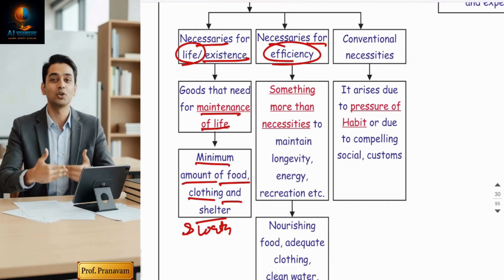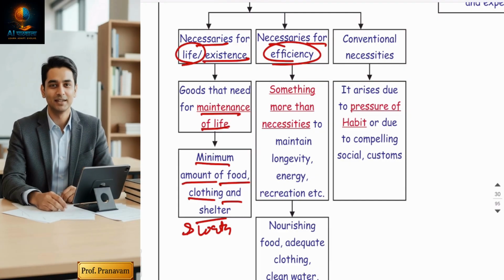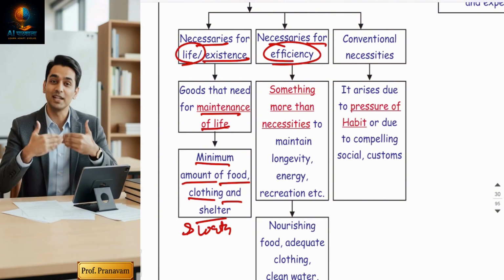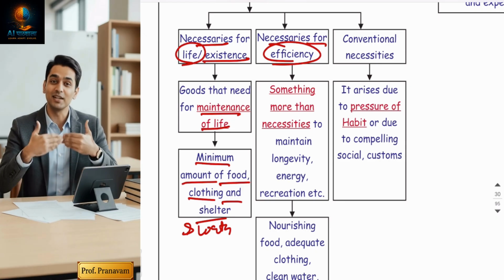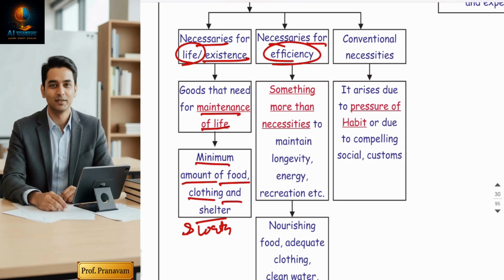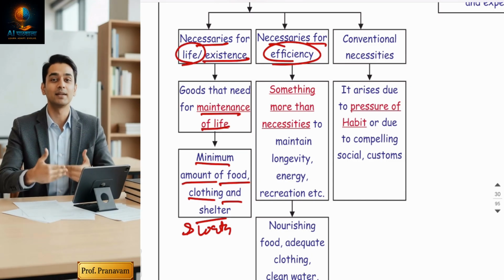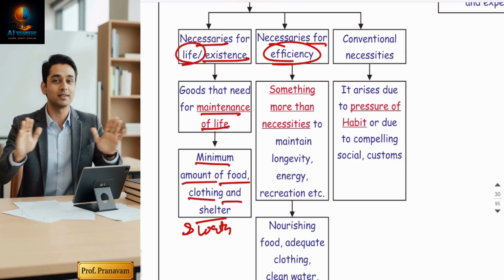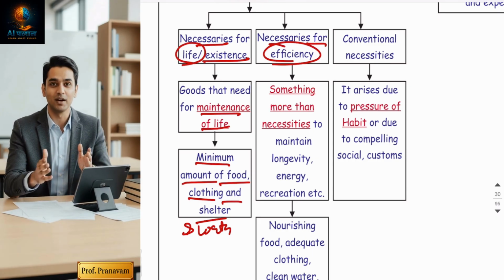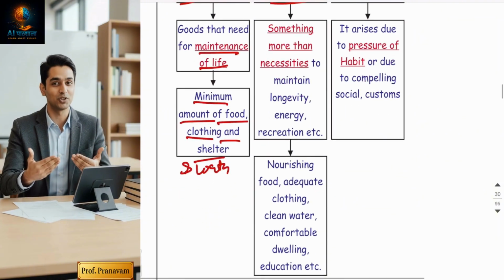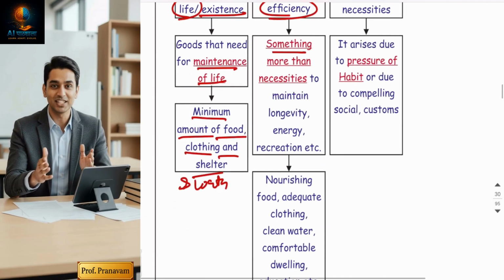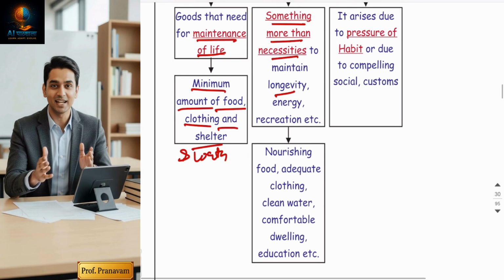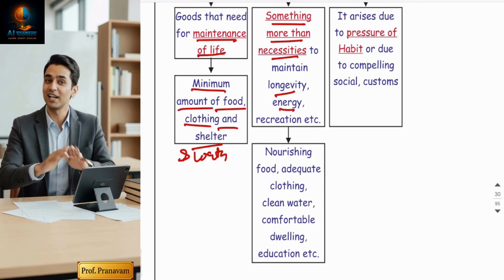For a teacher, a chalk board is required. Without that, how can I teach? You as a student, education is a must to increase your efficiency. Education is not for survival. If I don't get education I can survive, but without education I cannot develop myself, I cannot improve myself. So improving needs, development needs, to increase your efficiency and productivity, those goods which you need are called necessity for increasing efficiency. It is something more than necessity to maintain longevity, to maintain your energy, for recreation.